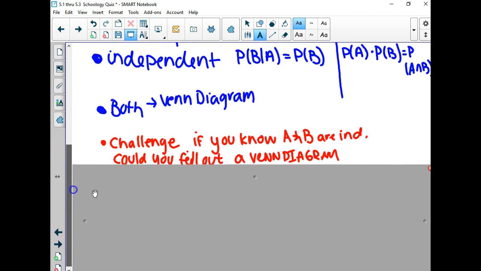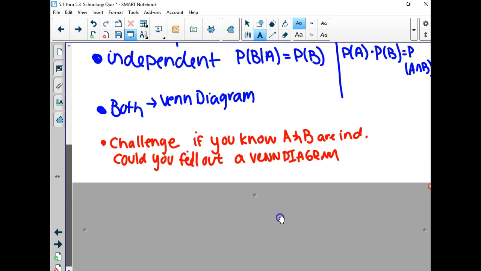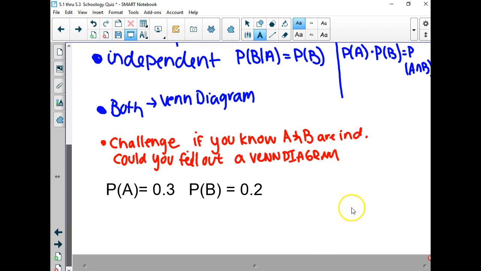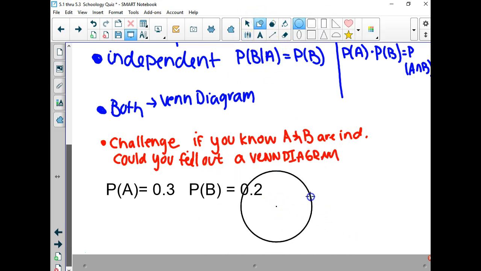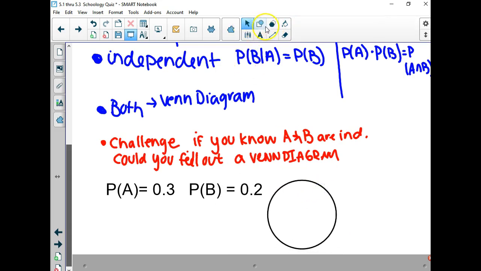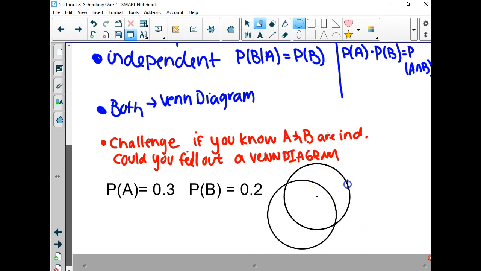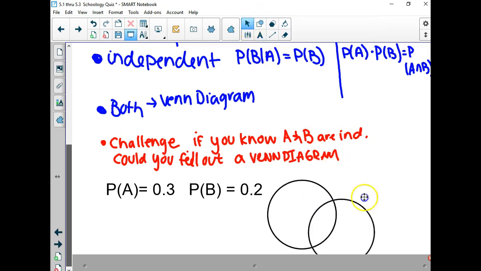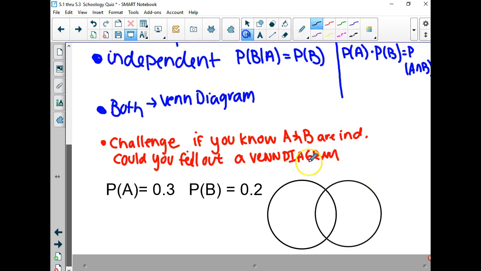Finally, I have a little challenge for you. If you know A and B are independent, could you fill out the Venn diagram here? The probability of A is 0.3. The probability of B is 0.2. If I would fill out a Venn diagram, give me a second here. I know that all of A has to be one circle, so we'll say it's right here. All of A, this whole circle, needs to be 0.3. And all of B is going to be right here. This whole circle has to be 0.2.